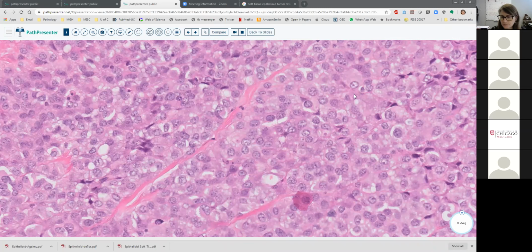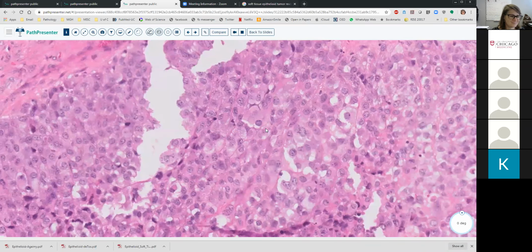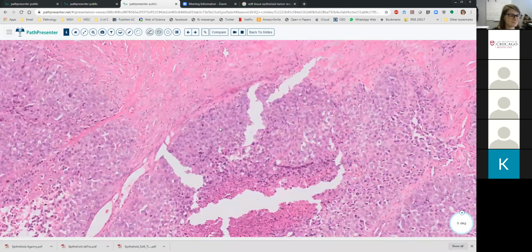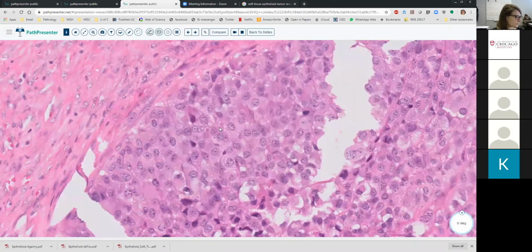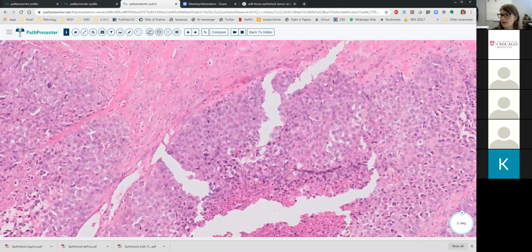How do you know? How would you know? Stains? What stains? Oh, S100. Okay, and? SOX10. And SOX10. How is it not melanoma? Well, it doesn't have the melanoma markers like Melan-A or HMB45. Yep, that's pretty much it.